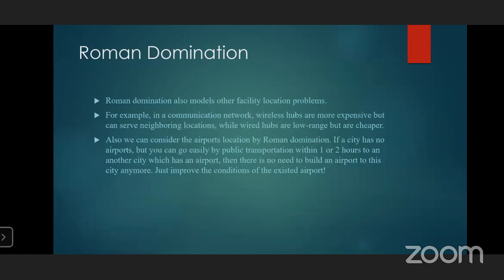In real life, Roman domination also models other facility location problems. For example, a communication network, or we can consider airport location by Roman domination. A city may have no airport, but we can go easily by public transportation within 1 or 2 hours to another city which has an airport. And there is no need to build an airport in this city anymore. Just improve the conditions of the existing airport.